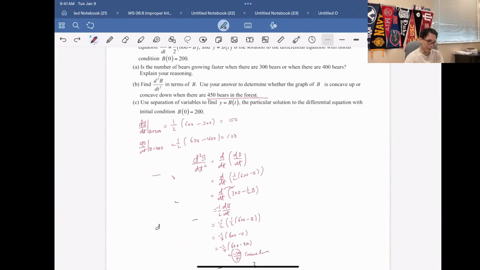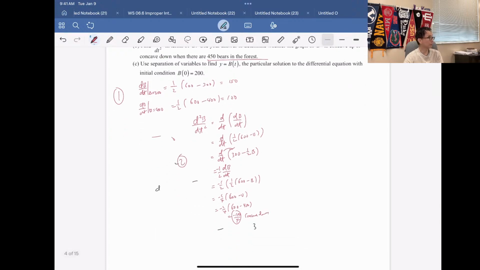Now this is worth 1 point on the AP exam, but that's easy. Okay, an Algebra 1 student can do that. This is 2 points on the AP exam, so that's 3 points.